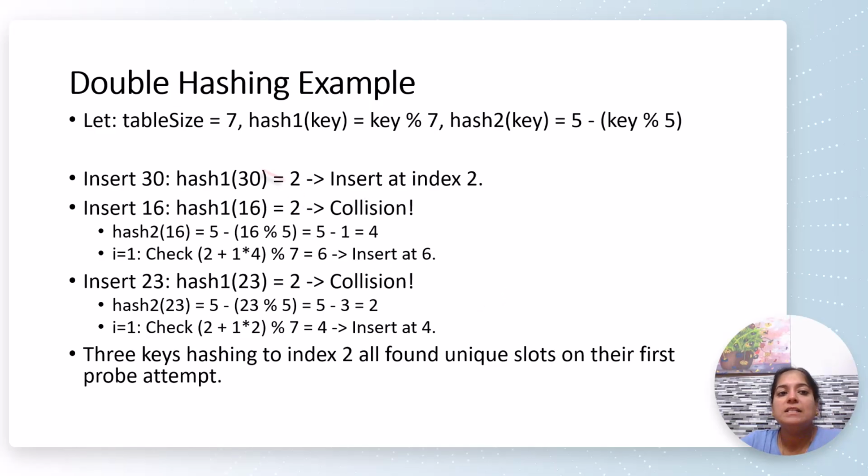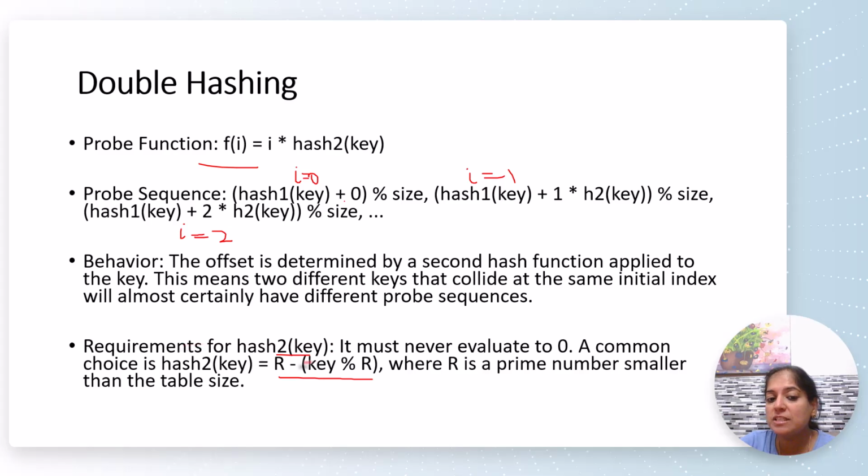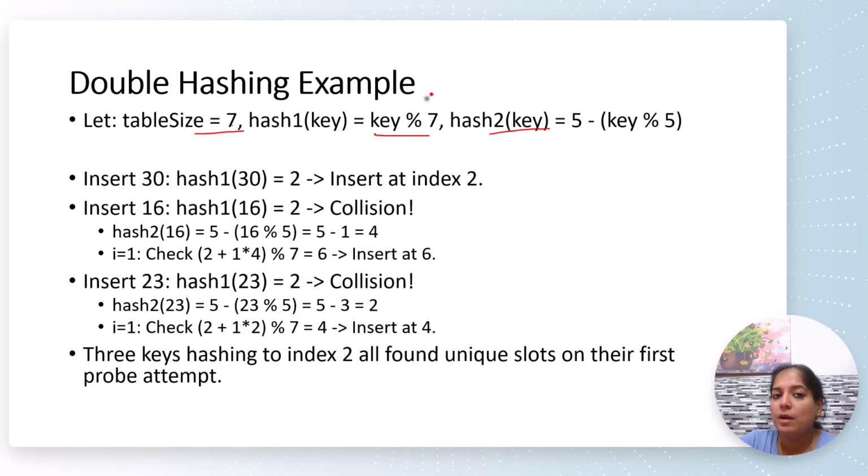Now, let's say the table size is 7, which is a prime number. Hash 1, that is my first hash function, is key mod 7. And the second hash function is 5 minus key mod r. Why are we taking 5? A prime number less than the table size. If you see on the previous slide, we said the hash function is taken as r minus key mod r, where r is a prime number smaller than the table size. So the table size is 7, which is a prime number, so we are taking a smaller prime number, which is 5. So 5 minus key mod r.